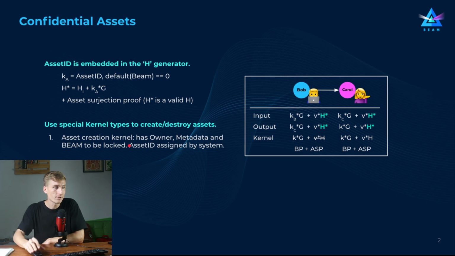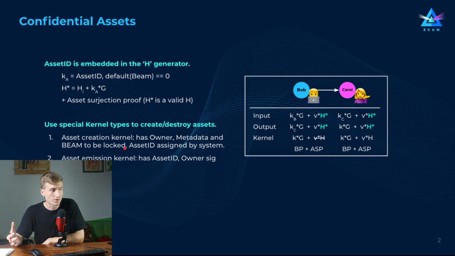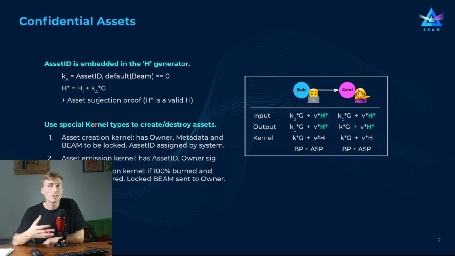So the asset owner is then allowed to mint new coins, and it does so with another special kind of kernel called an asset emission kernel. And then anyone can destroy a coin after they receive it just by sending it back to the originating kernel. Okay? So after 100% of the issued coins have been destroyed, the owner can optionally kind of choose to shut down the currency, and then they get back the Beam that they deposited originally when they created it. So this is how confidential assets work on Beam.